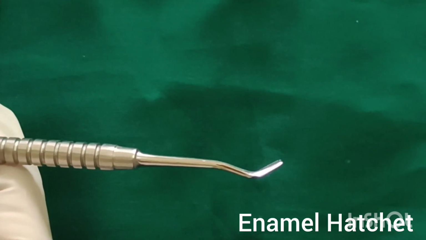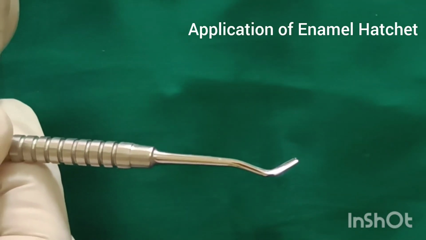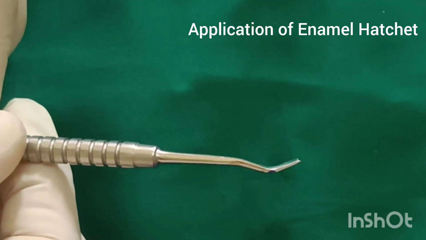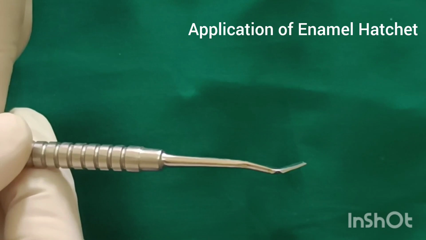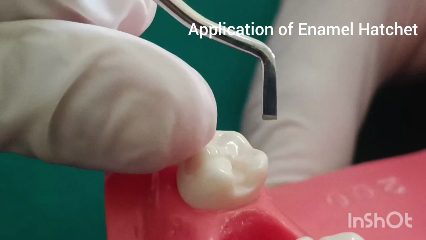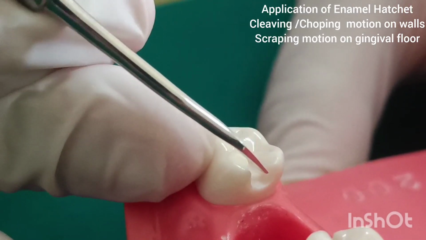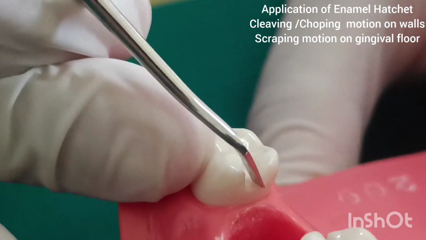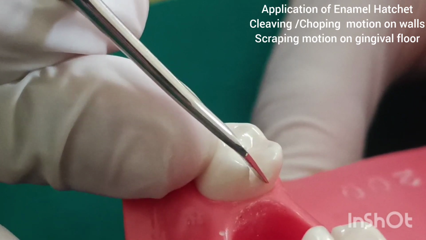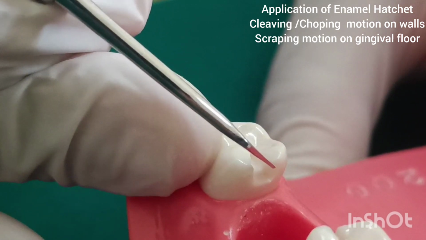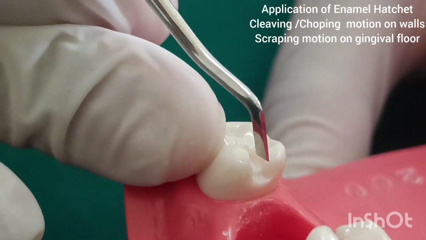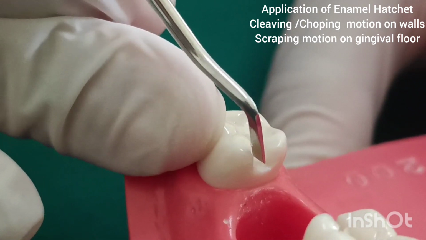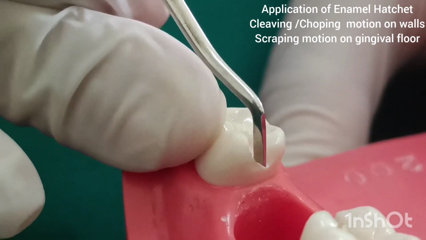The enamel hatchet is used to cleave undermined enamel in proximal cavities and on buccal or lingual walls, and it is also used to plane the gingival floors of proximal cavities. Hold the enamel hatchet perpendicular to the wall and use a chopping or cutting motion to cleave the undermined enamel. When we use the enamel hatchet to plane the gingival floor, we use a scraping motion.